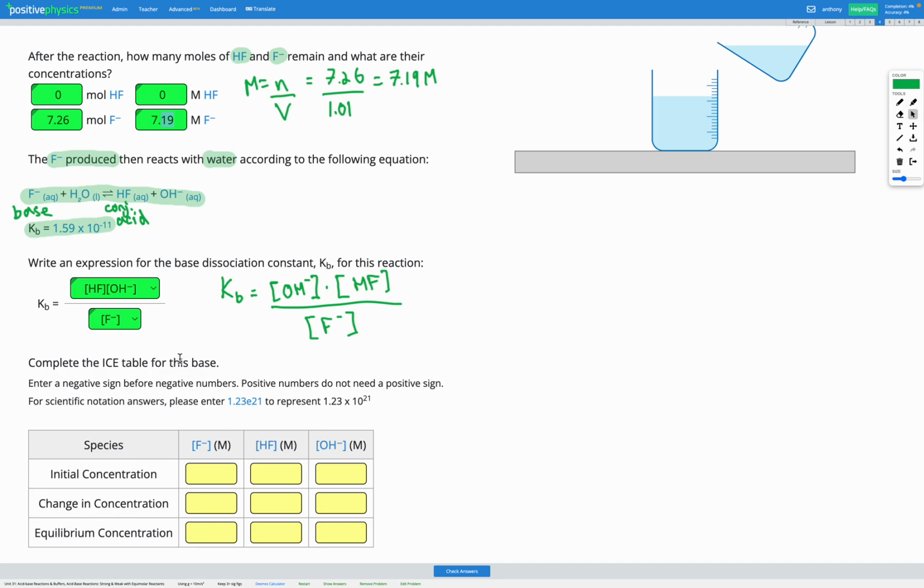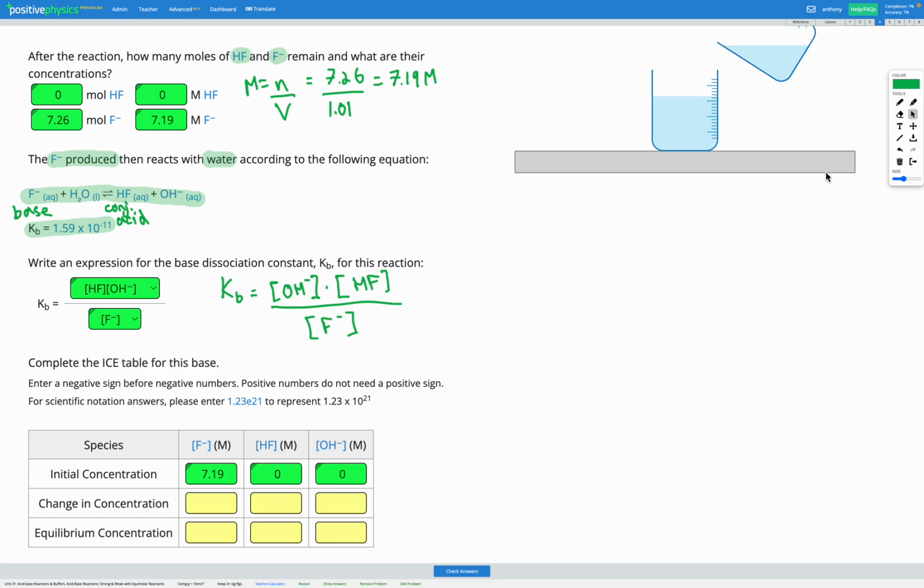Next, we're going to complete the ice table for this base. So the initial concentration, that's immediately after the reaction has taken place. So we already calculated that up here. Immediately after the reaction has taken place, the concentration of F- ions is going to be 7.19 molar, because that's what was produced in our reaction. And to start with, we don't have any HF because that has all been used up. And we don't have any OH- since we didn't have anything in excess. So those are our initial concentrations.